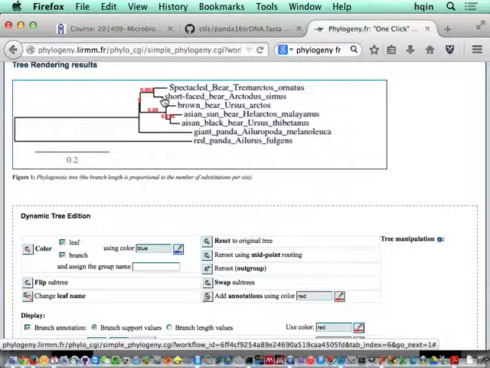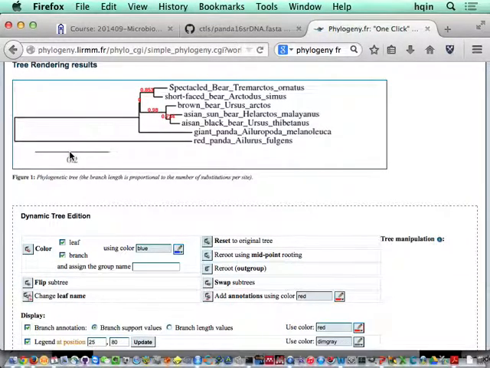But the closest one is actually the short-faced bear. That's the closest one here. The next one is the spectacular bear. And then you see brown bear, Asian bear, here. Since the tree is drawn from left to right, the leftmost one is closer to giant panda.